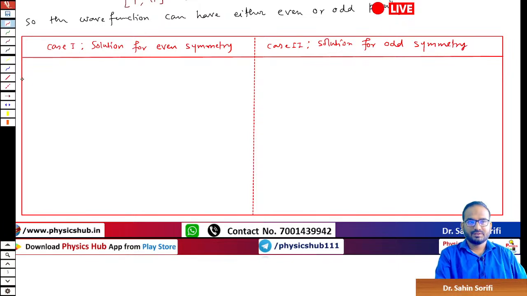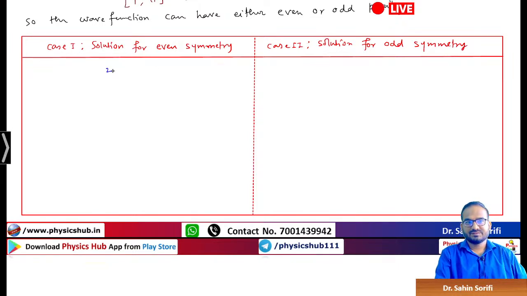Even symmetry means your psi of minus x will be psi of x. Odd symmetry means psi of minus x will be minus psi of x.